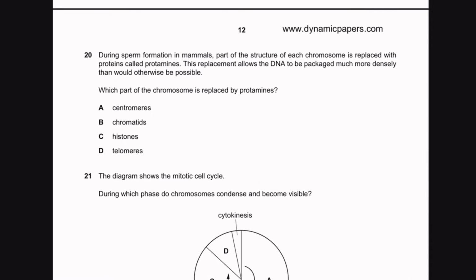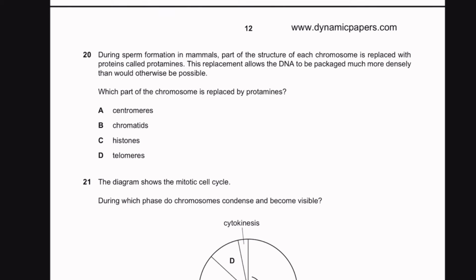Okay. 20. During sperm formation in mammals, part of the structure of each chromosome is replaced with proteins called protamines. This replacement allows DNA to be packaged more densely than would otherwise be possible. Which part of the chromosome is replaced by protamines? So this allows DNA to be packaged more densely. What allows DNA packaging? That's the histone protein. So we have chromosomes, and chromosomes are made of DNA and histone, and DNA will wrap around histone. If you want more packaging, more wrapping around histone, then you'll need to replace the histone by the protamines, and so C should be your answer.